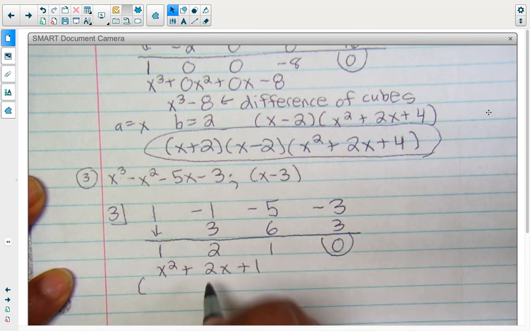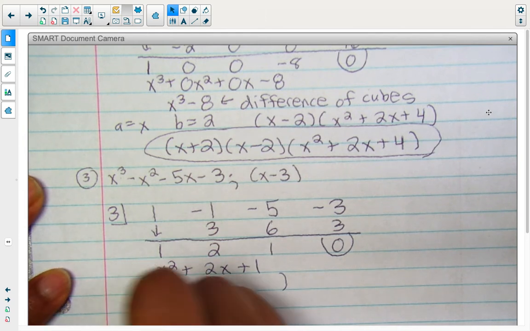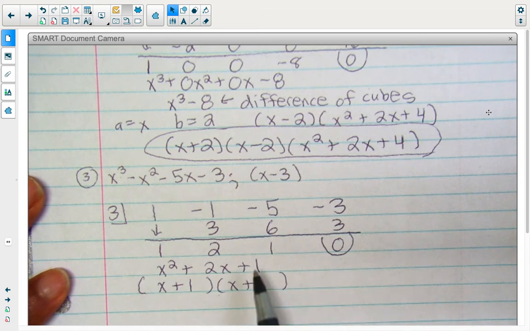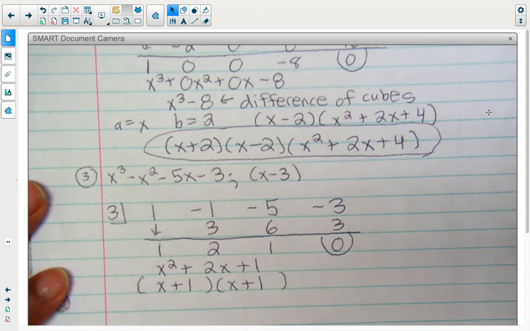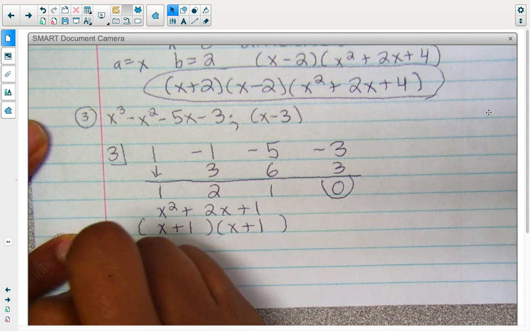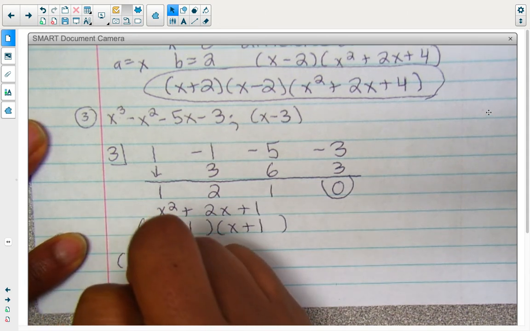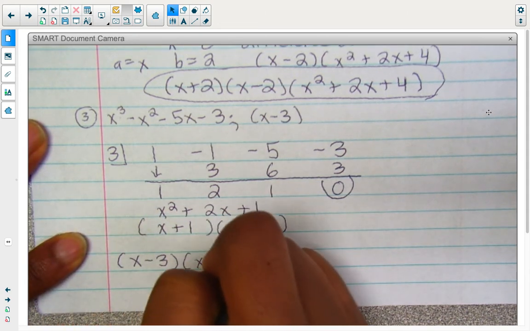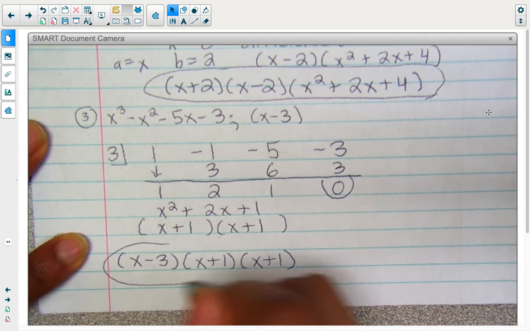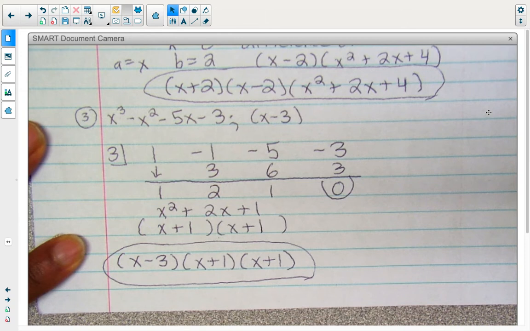I'm looking for 2 numbers that multiply to give me 1 and add to give me 2. So those numbers are x plus 1 and x plus 1. So we can list all of my factors out. This is x to the 3rd, so we're going to have 3 factors. So my answer is x minus 3 times x plus 1 times x plus 1. And that is our answer.